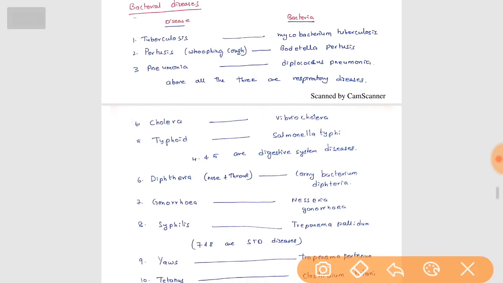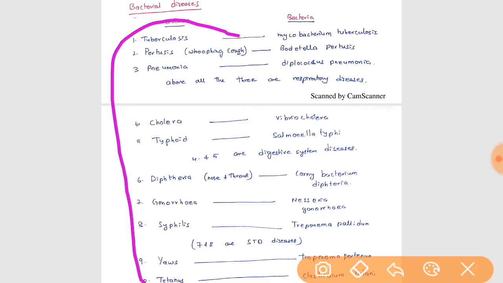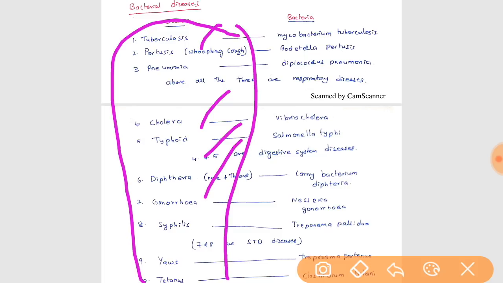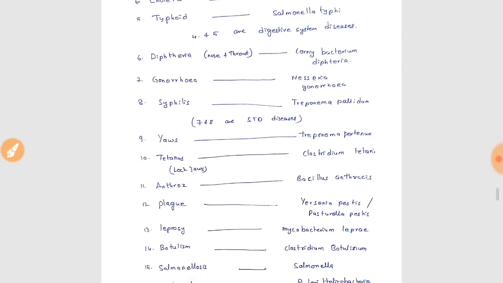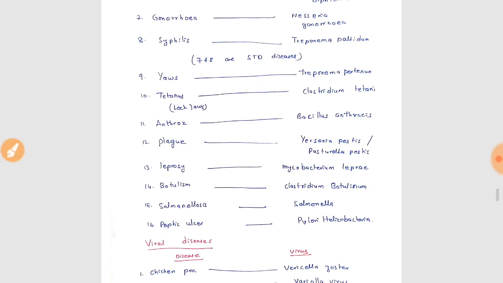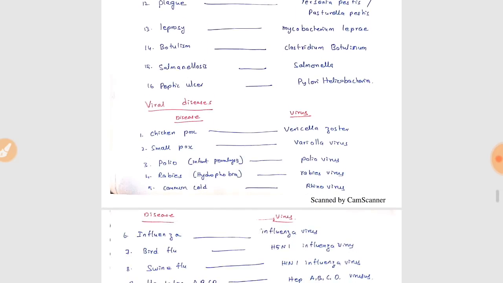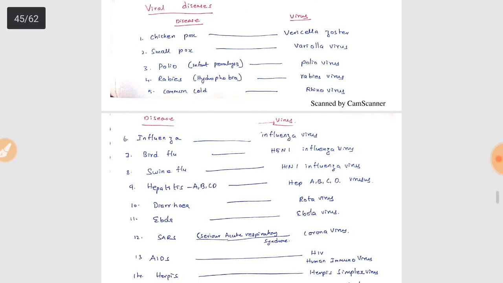The diseases caused by bacteria, these you have to remember. Tuberculosis, cholera, typhoid, diphtheria, gonorrhea, yaws, tetanus, pneumonia. All these, anthrax, plague, leprosy, botulism, are bacteria causing diseases. And the question will come, what are the virus causing diseases or viral diseases?